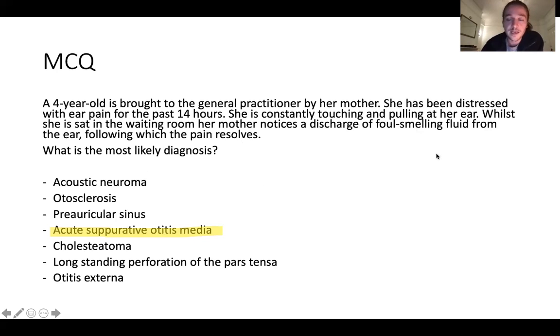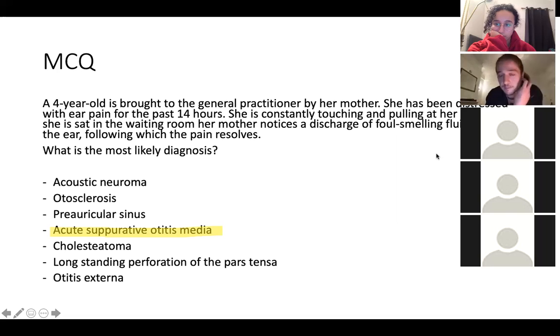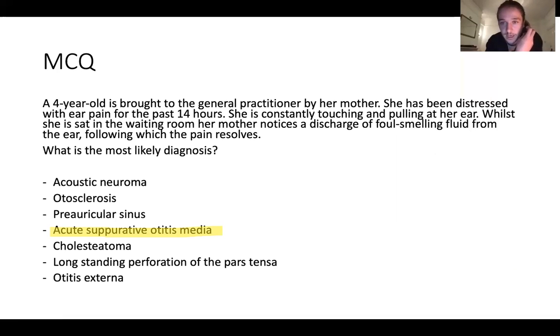Whereas what's happened here is they've had pus fill the middle ear, so that it's got really painful for the child until the tympanic membrane's perforated, and then the pus comes out, which is the discharge, and then the pain resolves because there's no pressure anymore in the middle ear. So that's why that's otitis media.